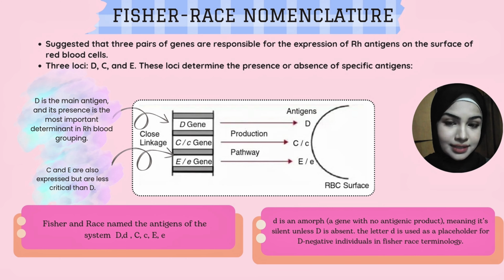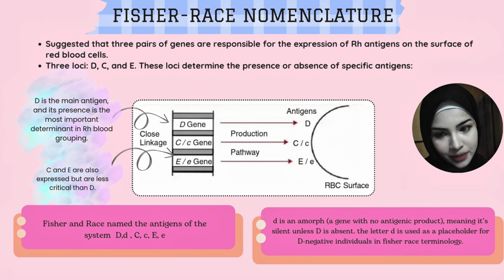So now we are going to start with Fisher-Race nomenclature. Fisher-Race nomenclature contains three pairs of genes that are responsible for the expression of rhesus antigens on the surface of red blood cells. So DCE, which are three loci, determine the presence or absence of specific antigens. As we can see in this picture, the D is the main antigen and its presence is the most important in determining rhesus blood grouping. Meanwhile, C and E are expressed, but they are less critical than D.